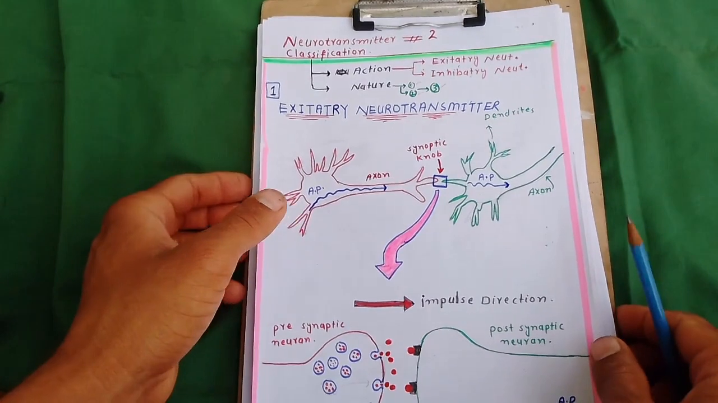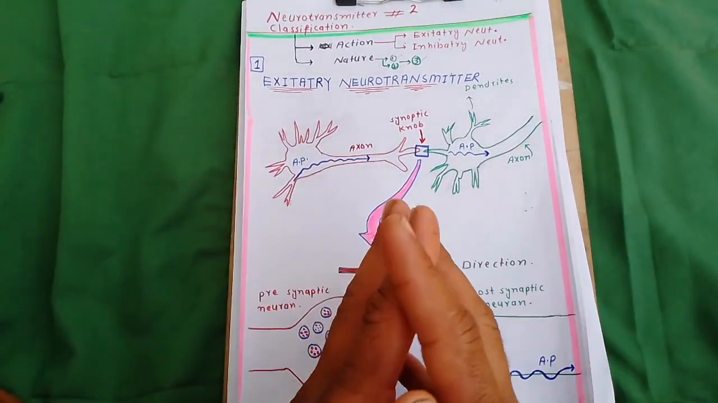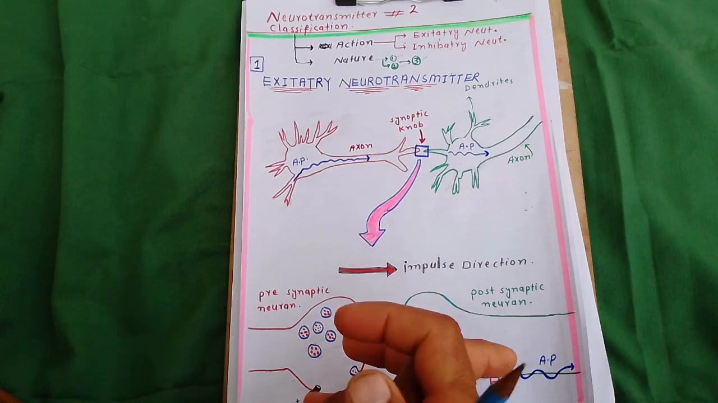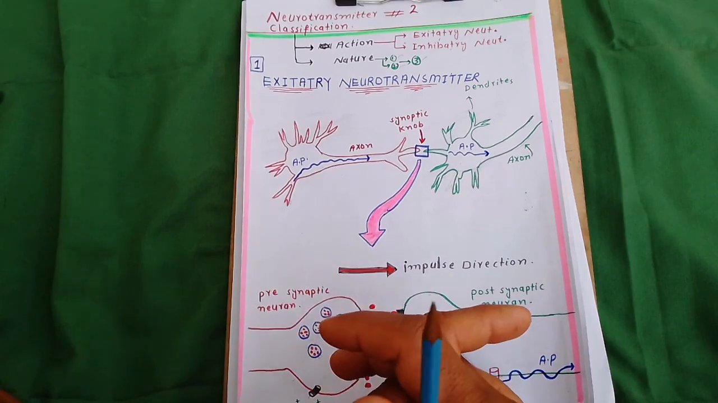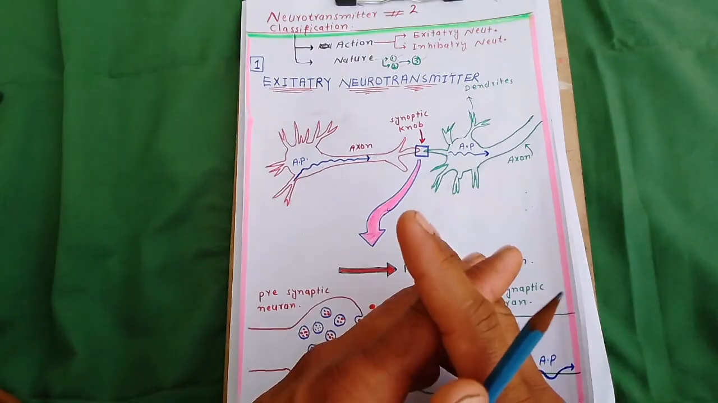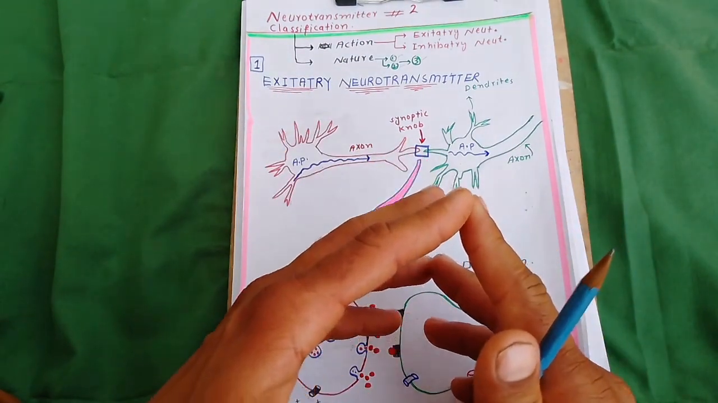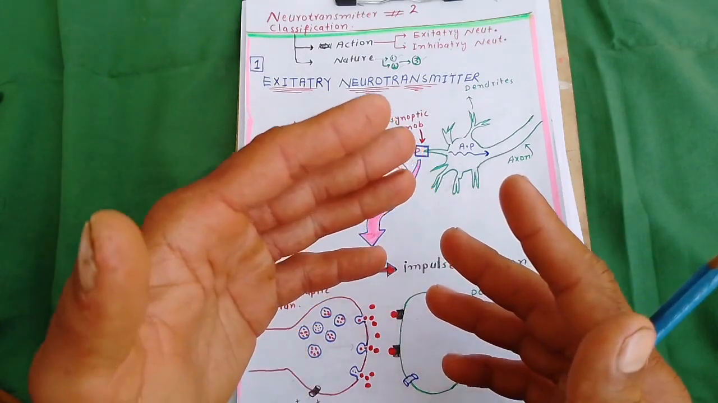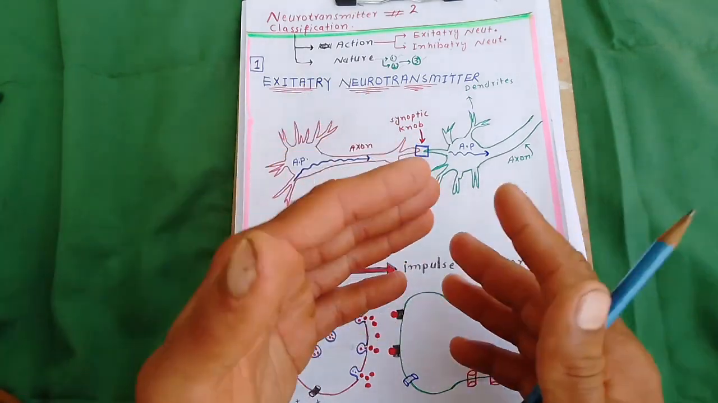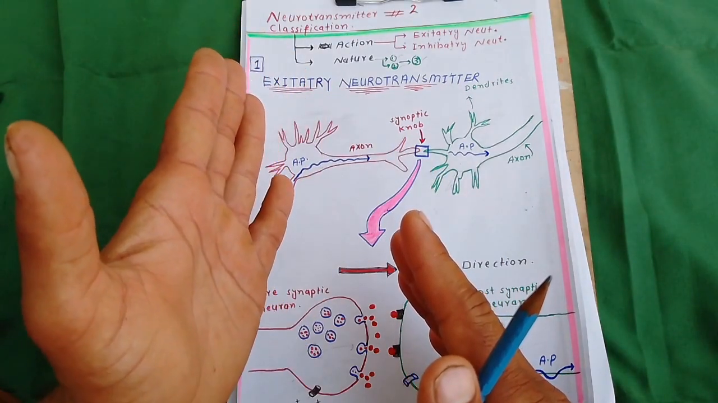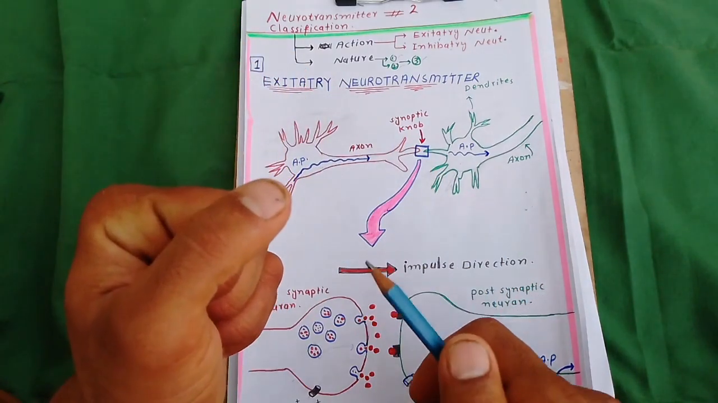Today we are going to talk about neurotransmitter classification. This is class number 2, and in class number 1 we have already defined the synthesis of neurotransmitter, axonal flow, release, action of the neurotransmitter, and the reuptake of the neurotransmitter. But in this class, I will explain only the classification of neurotransmitter.